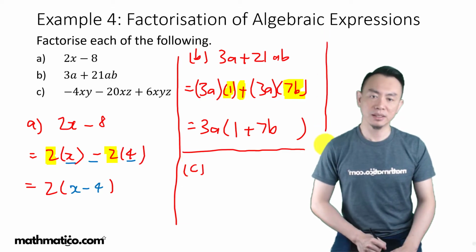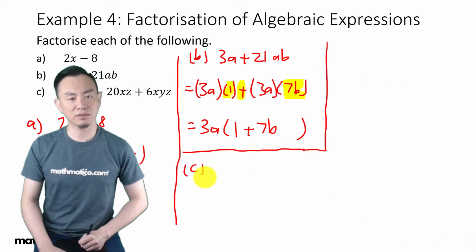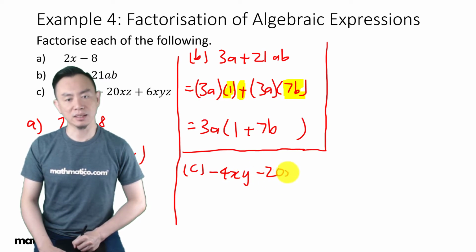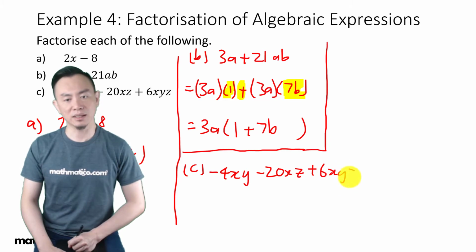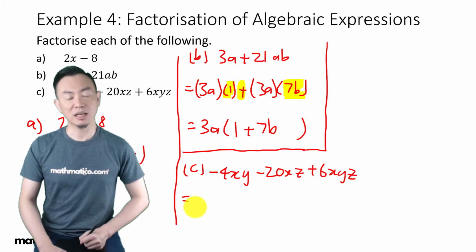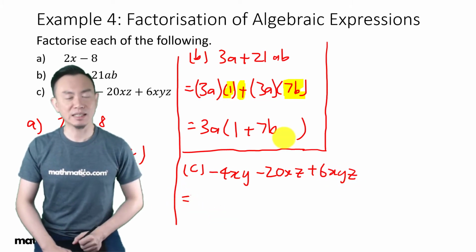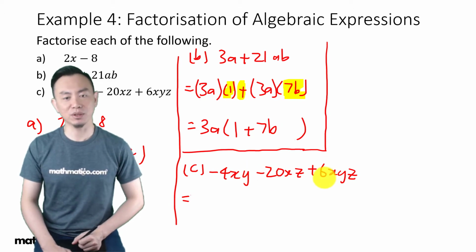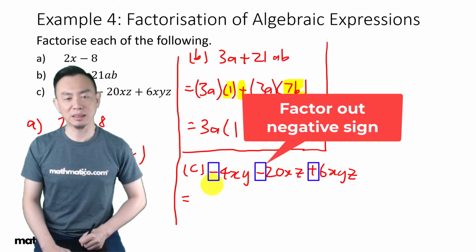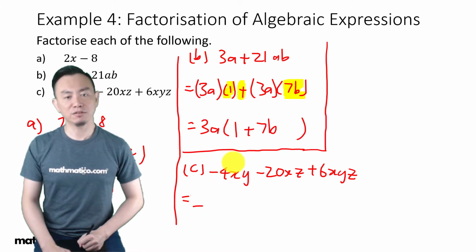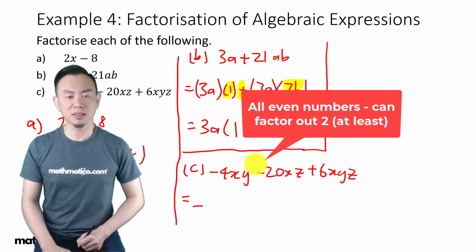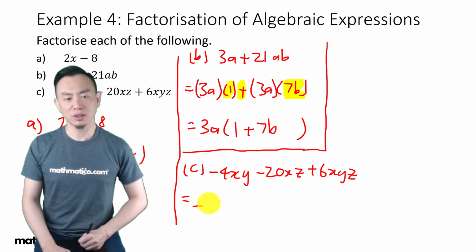Now let's look at part C, and we have negative 4xy minus 20xz plus 6xyz. Let's break it down. The first thing we'll look at is the negative sign. Negative, negative, positive. There are more negative terms than positive, so why not? Let's factor out the negative sign. And 4, 20, 6, they're all even numbers, and the HCF is 2. We're going to factor out 2, so you have negative 2.